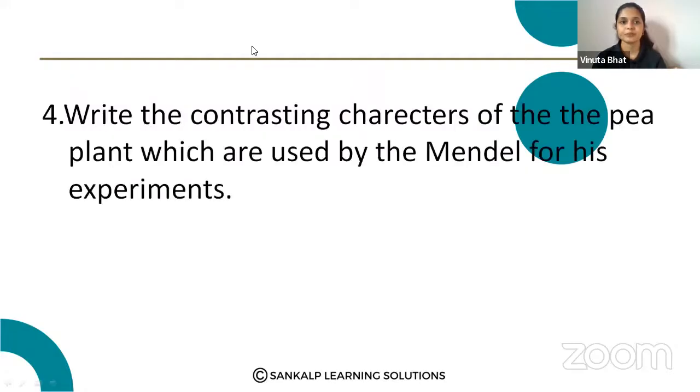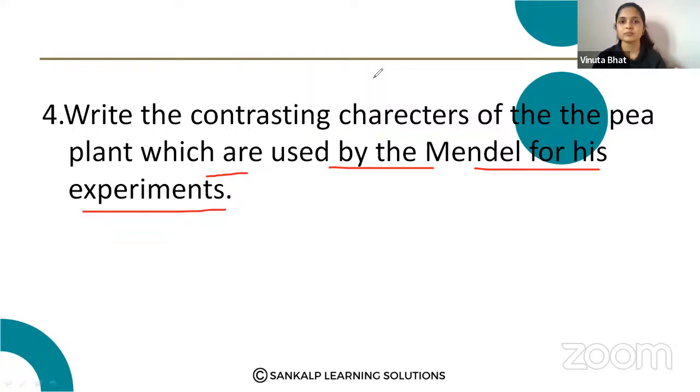Next question. Write the contrasting characters of the pea plant which are used by Mendel for his experiment. Actually, Mendel chose the pea plants because they grow in a short period and have multiple contrasting characters to study, and many more characters he observed. But write the characters of the pea plant which are used by Mendel for his experiment. He chose several characters for his experiment.